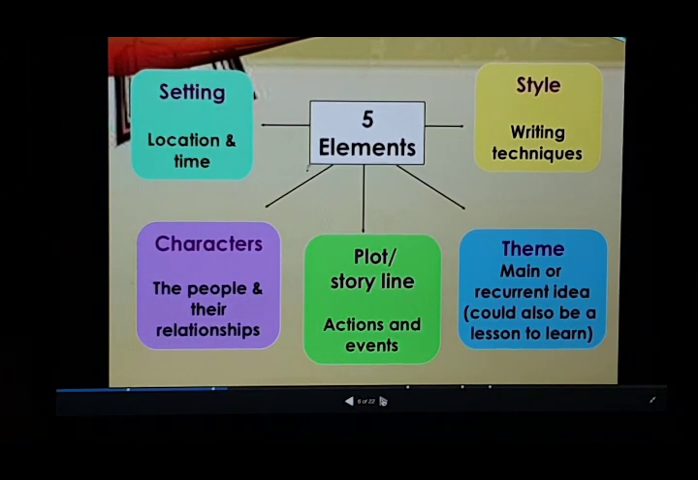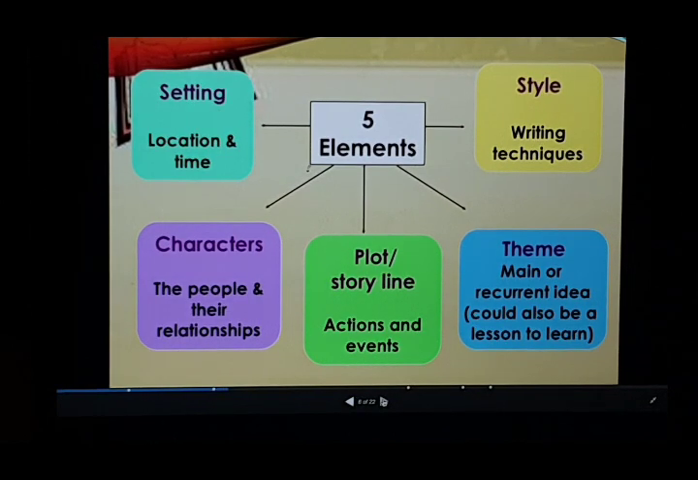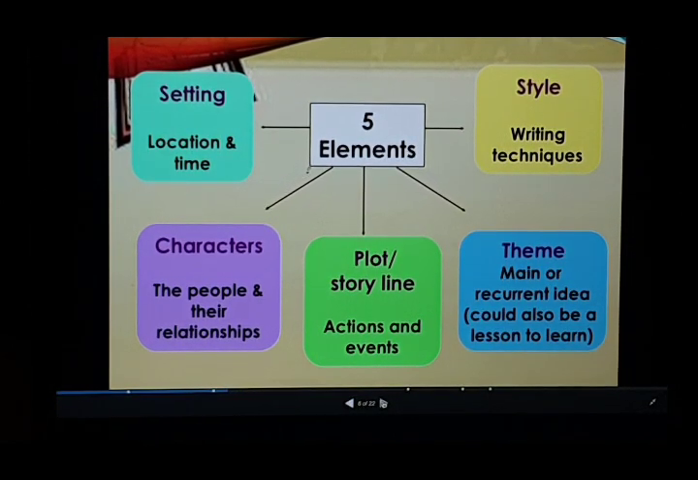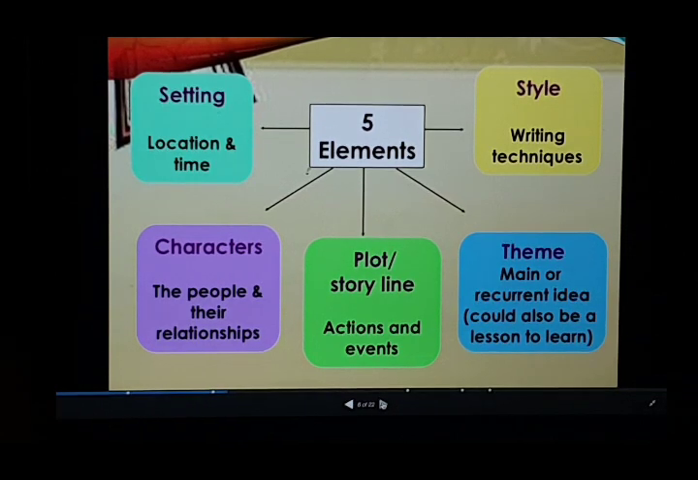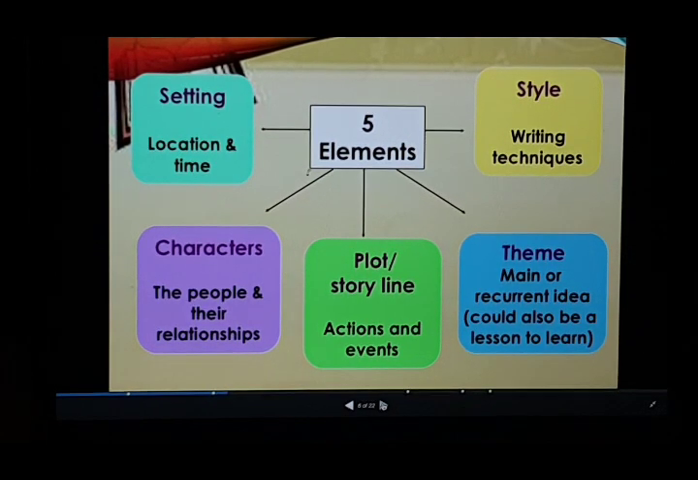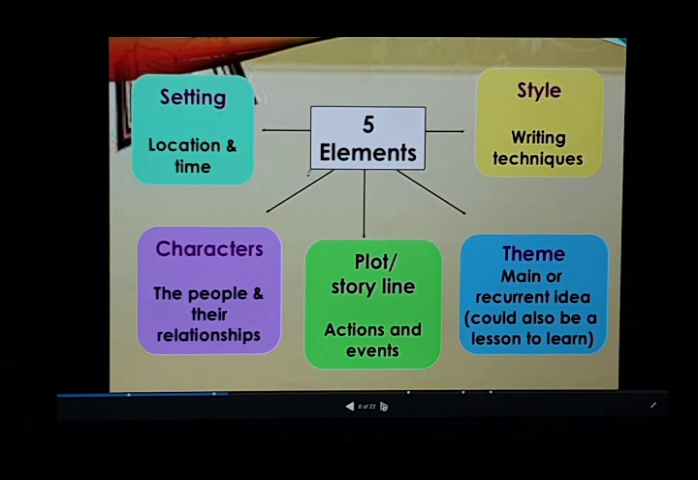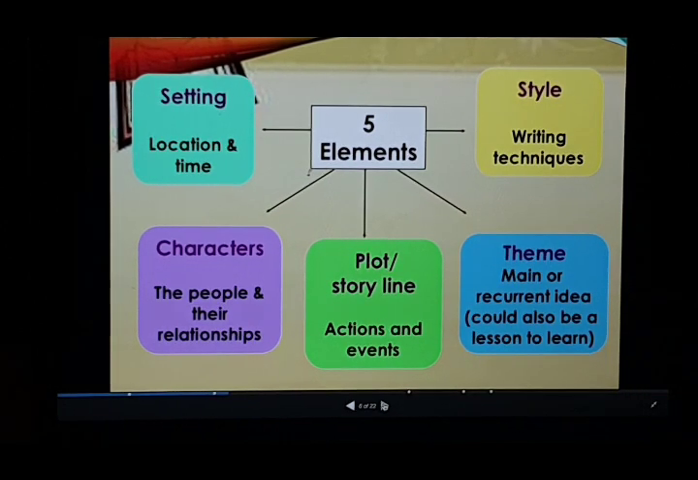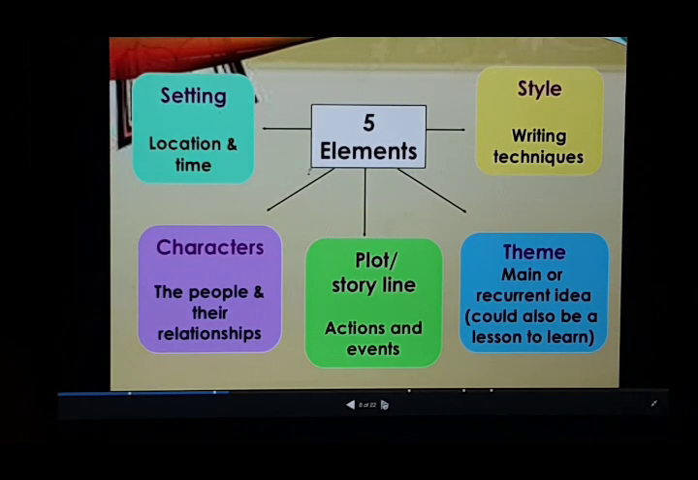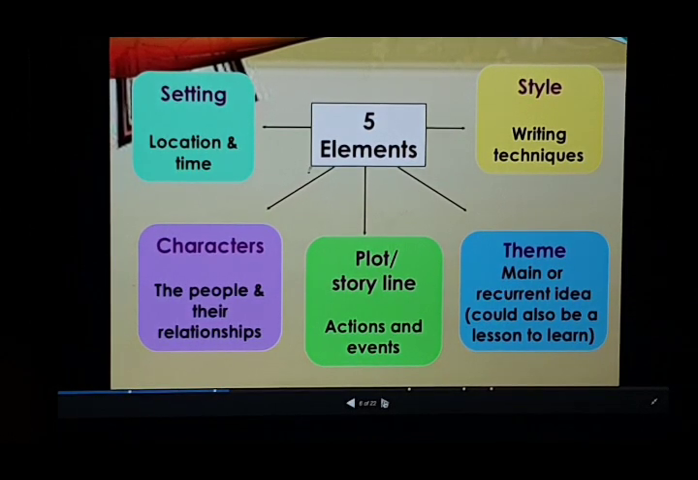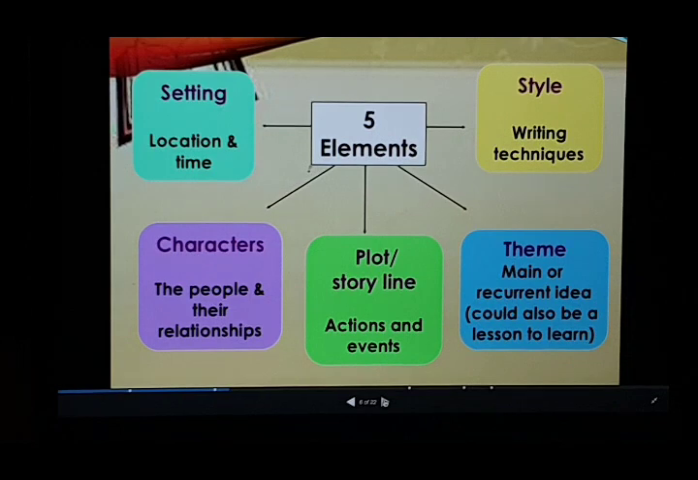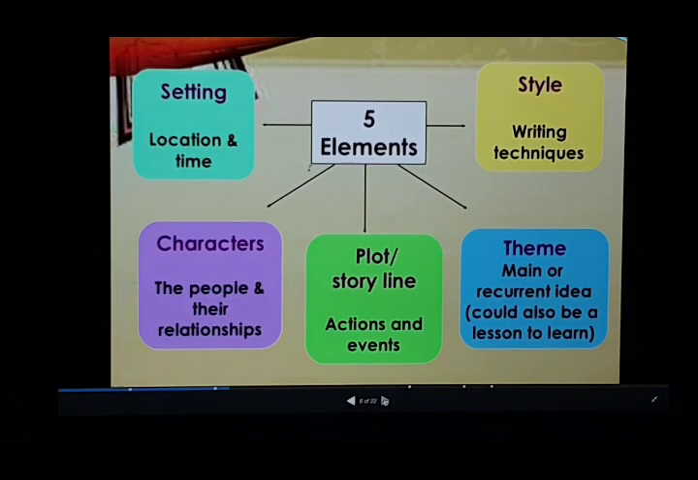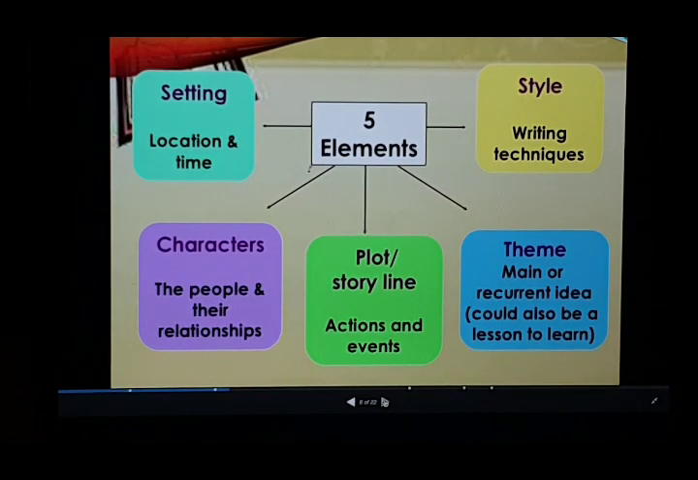Then it is the plot, the series of events on which our whole story is based. Like one thing leads to another. It is not that we are taking one setting from one event and another from another. No, it is not like that. It should have a single plot or storyline on which our whole story is based, and actions and events of the story. Now the main theme or recurrent idea could also be a lesson to learn, and then style, writing techniques.